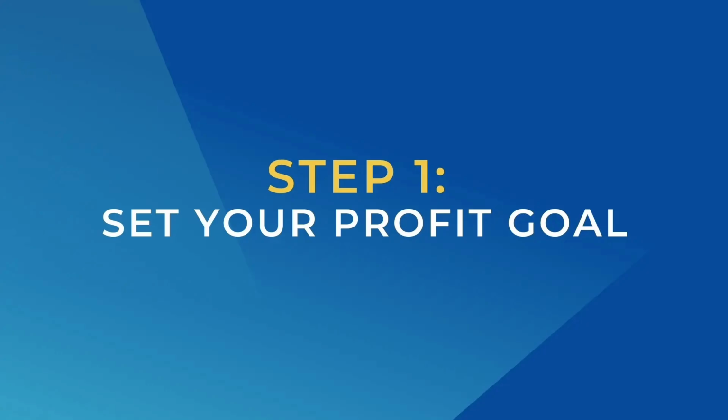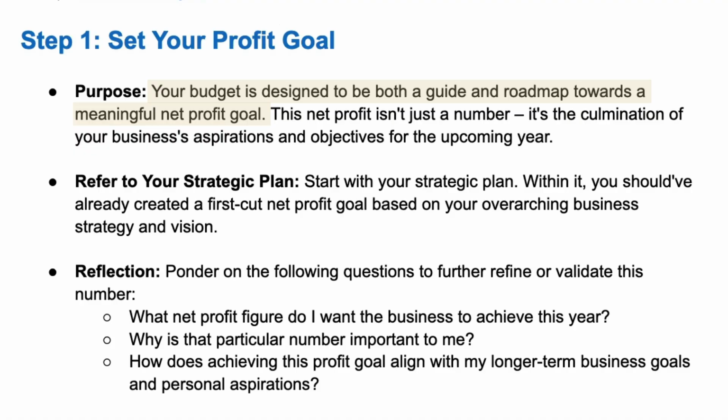Okay, so step 1 is to set your profit goal. Your budget is really designed to be both a guide and roadmap towards a meaningful profit goal. And some reflection you can do to refine or validate this number is to ask yourself, what net profit figure do you want your business to achieve this year? Why is that particular number important to you? And how does achieving this net profit goal align with your longer term business goals and personal aspirations?